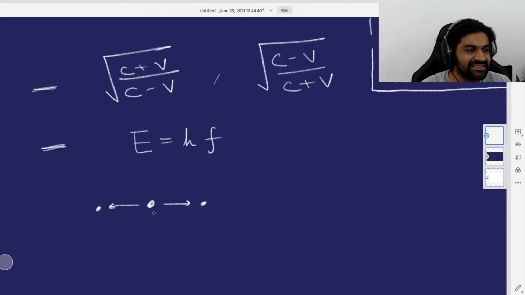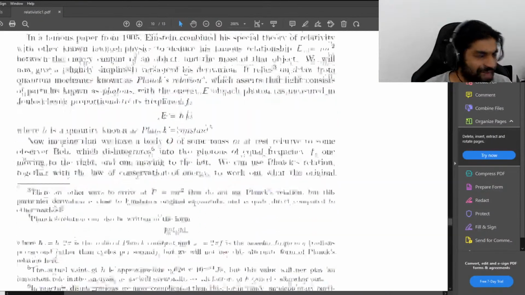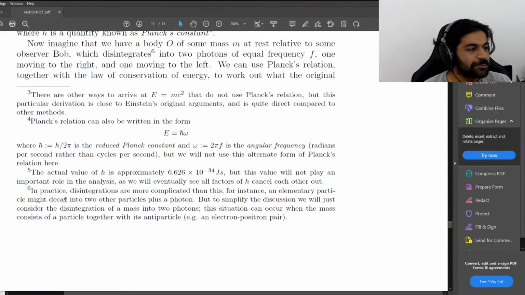Now, this type of interaction is, of course, an oversimplification. So I'm just going to read the comment to you from the original paper. In practice, disintegrations are more complicated than this. For instance, an elementary particle might decay into two particles plus a photon. But to simplify the discussion, we will just consider the disintegration of mass into two photons. This situation can occur when the mass consists of a particle together with an antiparticle, for example, an electron-positron pair.